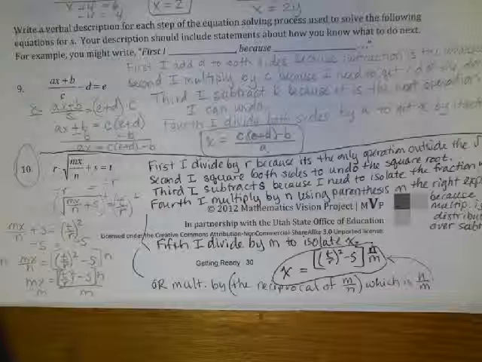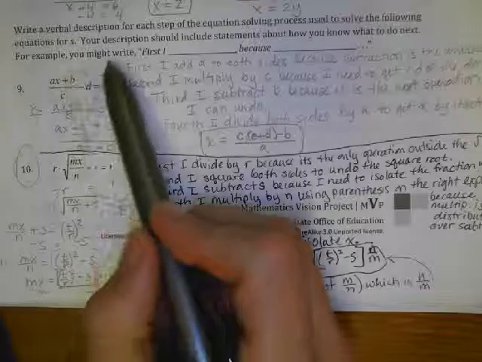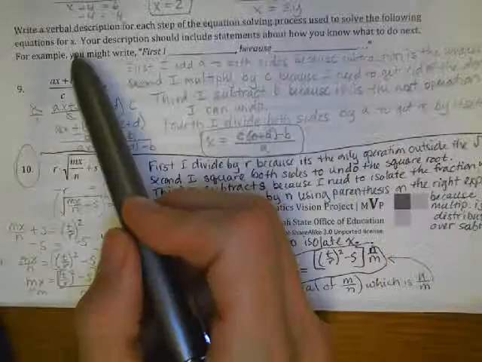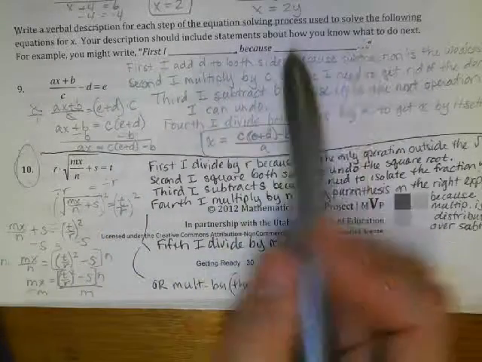Either using the properties when asked for those or by actually giving a reason for using that property. So for example, on number 9, I want you to notice that it said your description should include statements about how you know what to do next. For example, you might write, first I blank because blank.